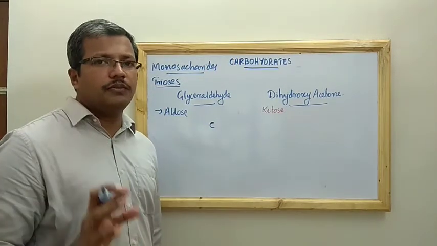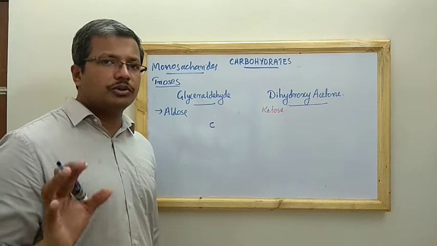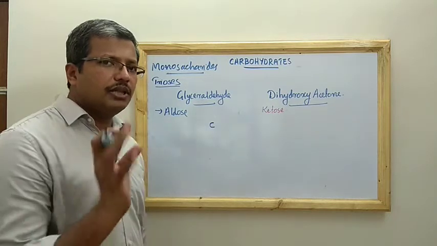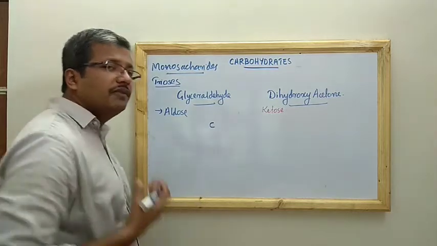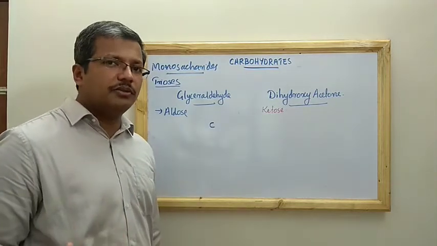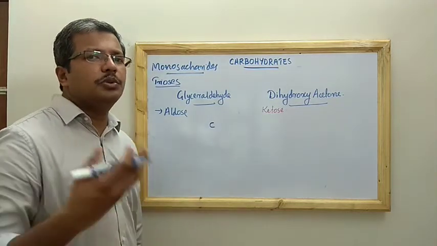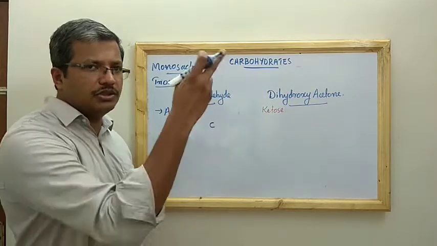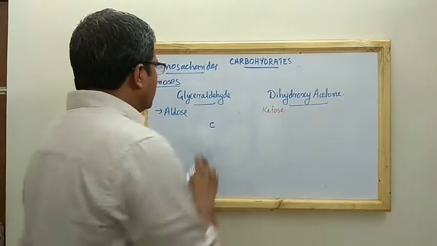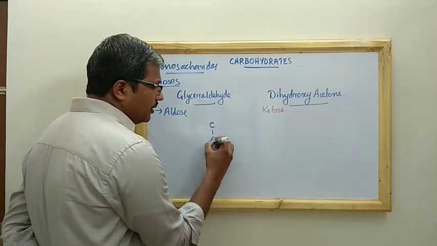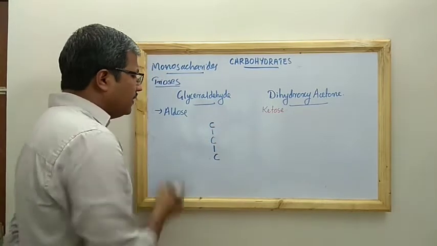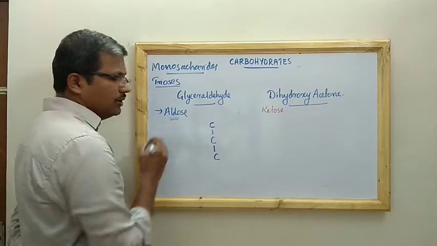You can just watch my video on how to remember all the monosaccharides and then you will be thorough with whatever question comes. Even if an example that is not in your syllabus comes, you will be able to draw that structure. So you can see here, glyceraldehyde is composed of 3 carbons, 1, 2, 3. And we know that this is an aldose sugar.